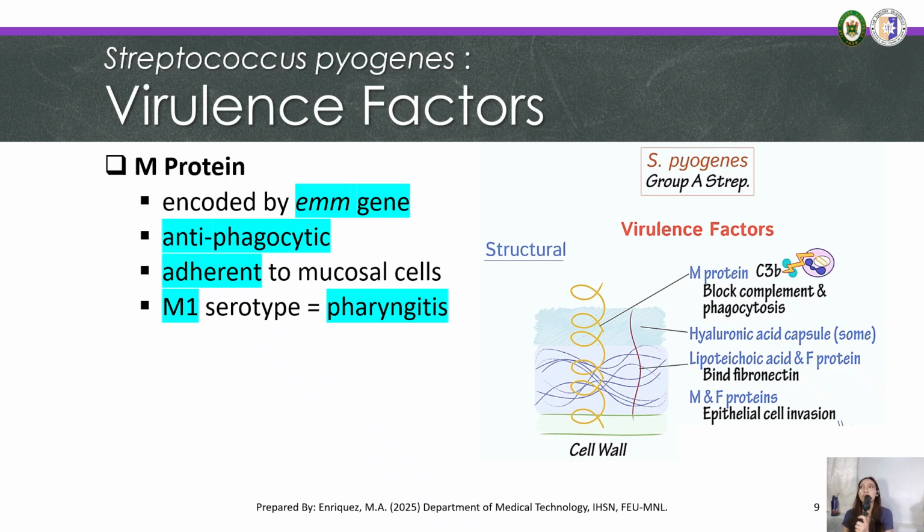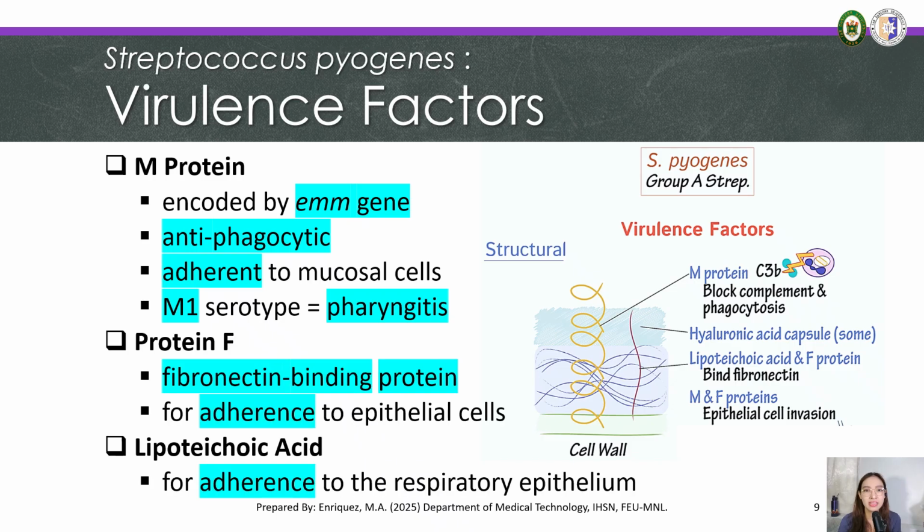All right? So, there are more than 200 different serotypes and subtypes of the M protein. But what we need to remember here is the M1 serotype. All right. So the M1 serotype is mostly responsible for cases of pharyngitis, right? Next is the fibronectin binding protein or protein F, which helps the bacteria attach better to the epithelial cells. Next, lipoteichoic acid, it's also for adherence specifically to the respiratory epithelium.